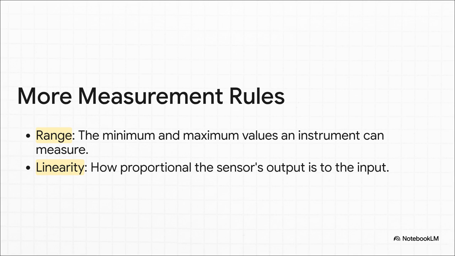All right, two other quick but really crucial rules. First is range. This is just about making sure the tool fits the job. I mean, you wouldn't use a regular room thermometer to check the temperature of a pizza oven, right? Second is linearity, which basically just means the sensor behaves predictably. So for every 1 degree the temperature goes up, the electrical signal changes by a consistent, predictable amount. Without that, all our data just becomes garbage.